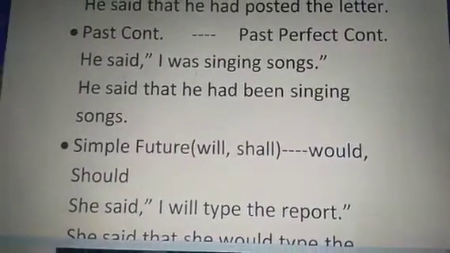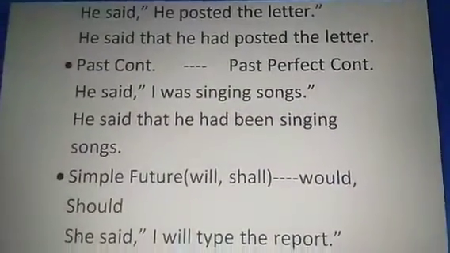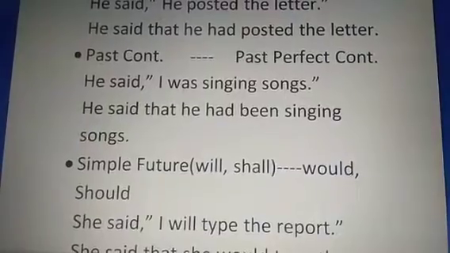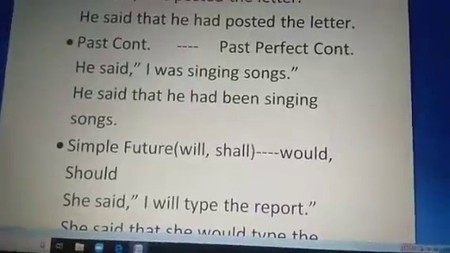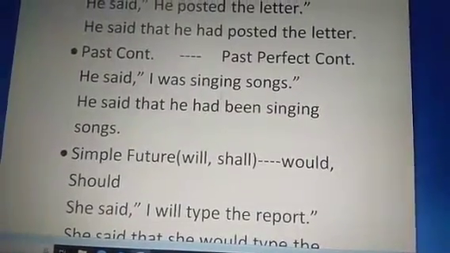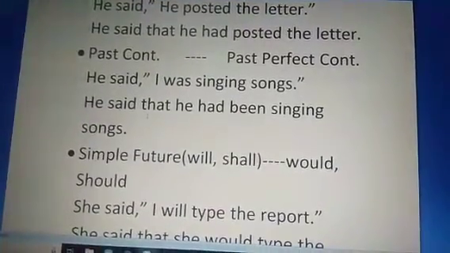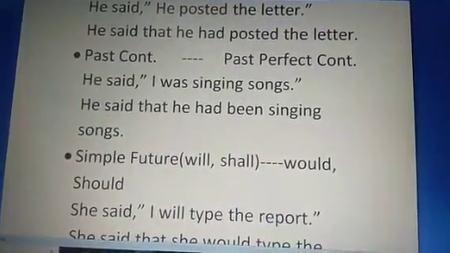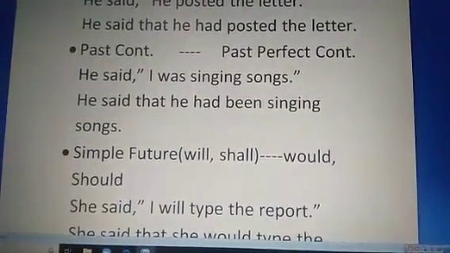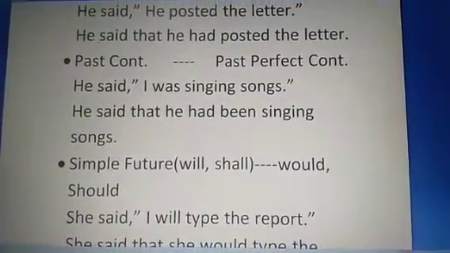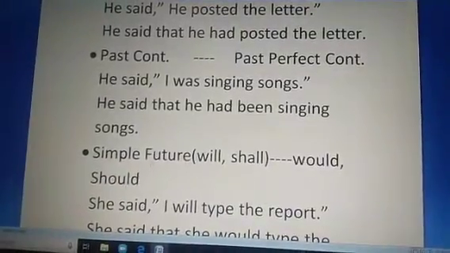And the next one is past continuous tense, which is changed into past perfect tense. And the example is, he said, I was singing songs. He said again is reporting verb, which is in past tense. And as per rule, the reported speech, which is I was singing songs, will be changed into past perfect continuous tense. And when this direct speech is changed into indirect speech, it reads like, he said that he had been singing songs. Said that is conjunction, he had been singing songs is in past perfect continuous tense, and this one is indirect speech.